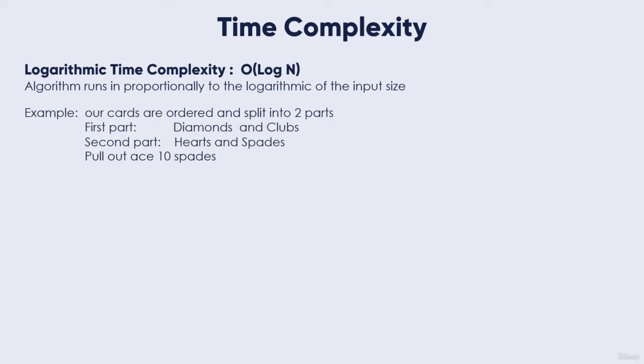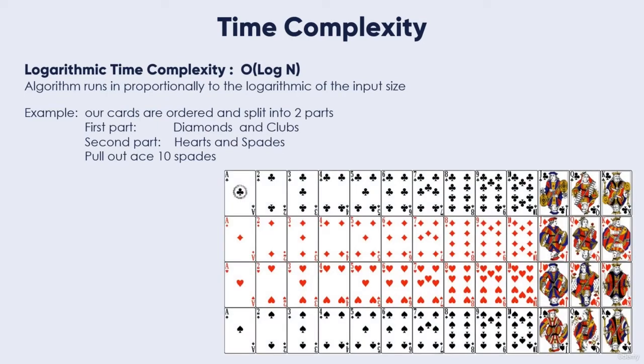For example, our cards are ordered and split into two parts. If I told you to go and get the 10 of spades, if we are working with linear, they are ordered. I'm telling you that it is ordered. So in case of linear, I need to go through all of these, passing through these 13 plus 13 plus 13, which equal 39, until reaching 10. So I'm going to search about 48 cards to reach 10.